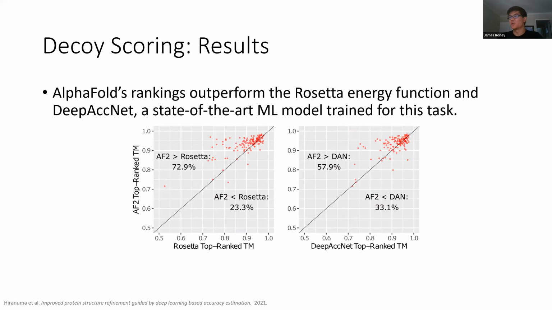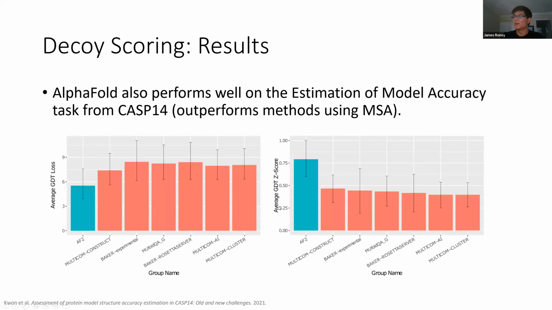This is also just another way of looking at the data. Here's a scatter plot of those top ranked TM scores, and AlphaFold is better at doing this than Rosetta and DeepAccuracyNet on a strong majority of targets in this data set. This also holds for novel structures from the CASP14 estimation of model accuracy test, where basically they took all of the top predictions for a given structure target from CASP, and then had additional models try to evaluate which of those predictions were best.